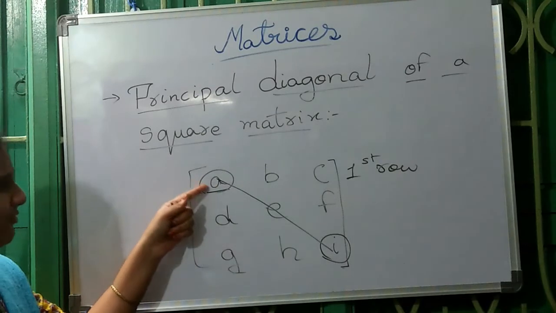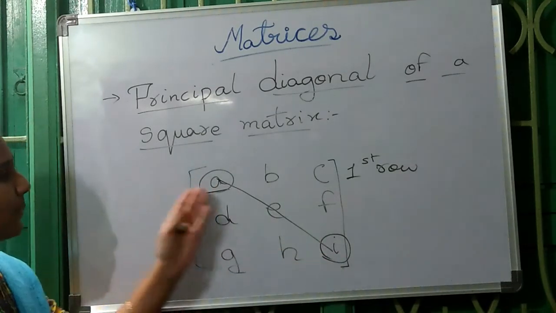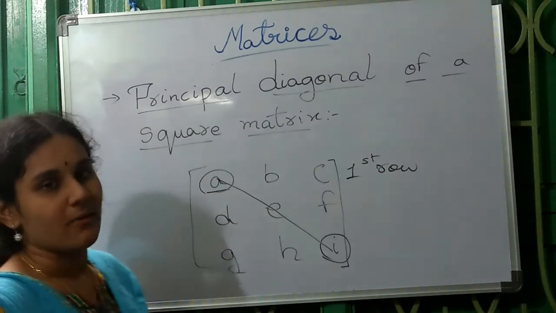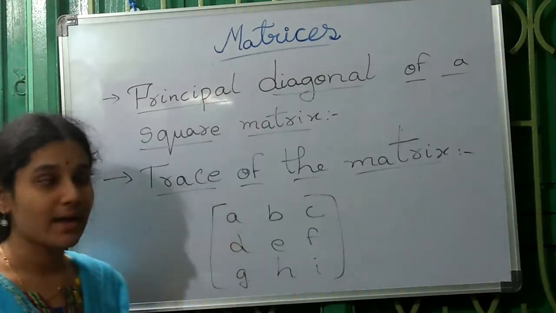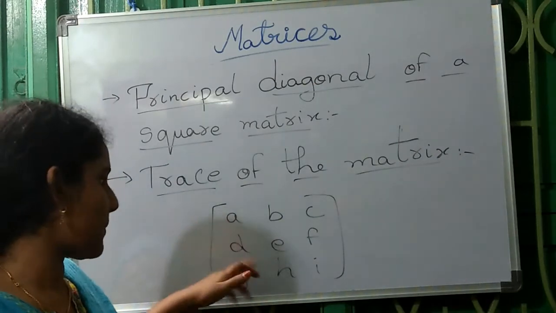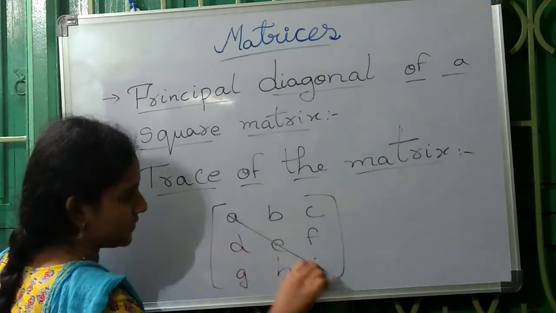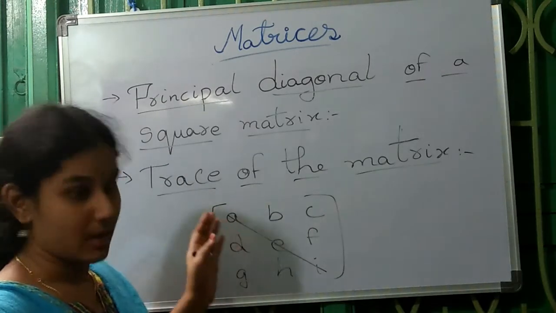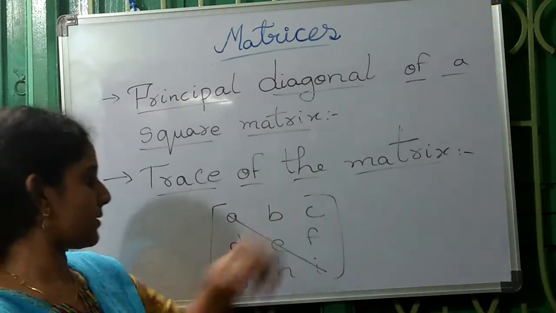Join the first element of the first row and last element of the last row, we get the principal diagonal of a square matrix. Based on this, we can know the other types of matrices. The trace of the matrix is the sum of all the elements present in the principal diagonal. The principal diagonal of this matrix is this one. If we add the elements present in the principal diagonal of the matrix, it gives the trace of the matrix.